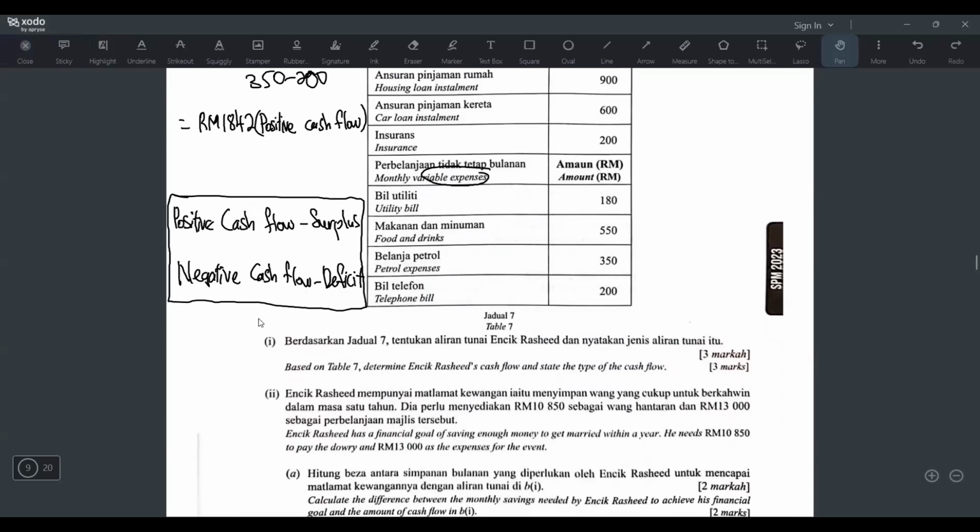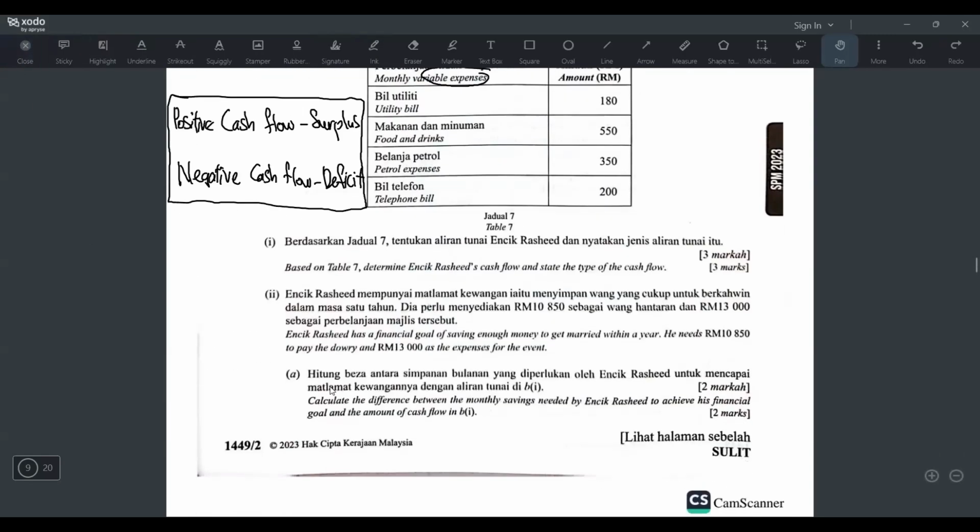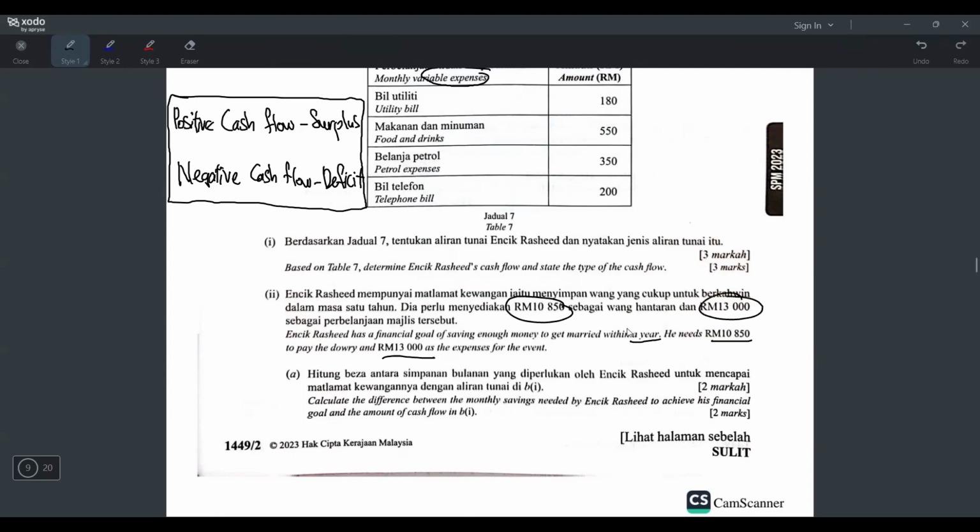Now let's do number 2. Okay, number 2 I'll write up here. Okay, let's read the question. Encik Rashid has a financial goal of saving enough money to get married within a year. So want to get married in a year, he needs 10850 to pay the dowry and 13,000 as the expenses for the event. So dia kena save ini amount dengan ini amount lah.